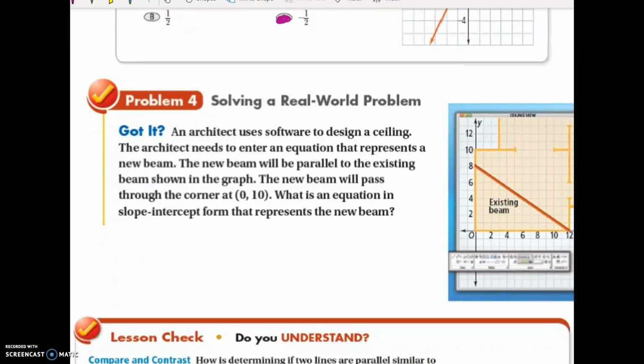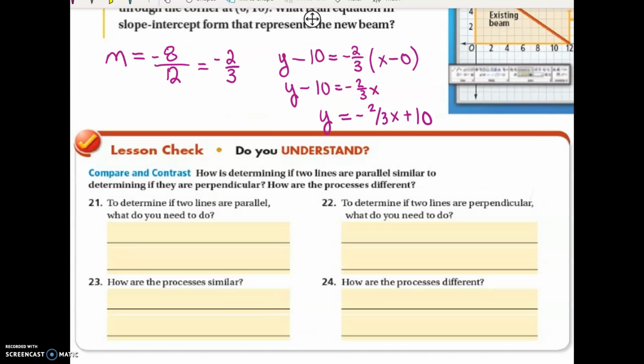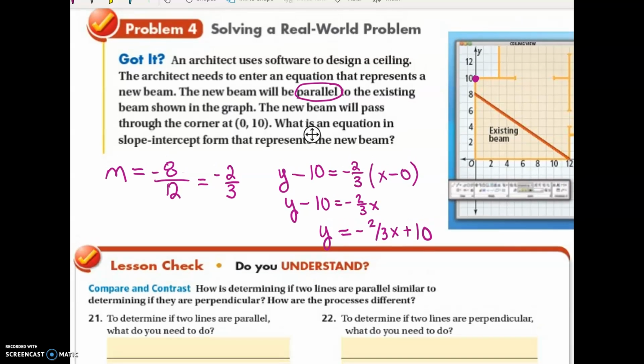The last question is more of that word. Sorry, I must have pressed pause accidentally. So I'm going to go back to example 4 real quick. In example 4, we're talking about an architect that's using software to design a ceiling.